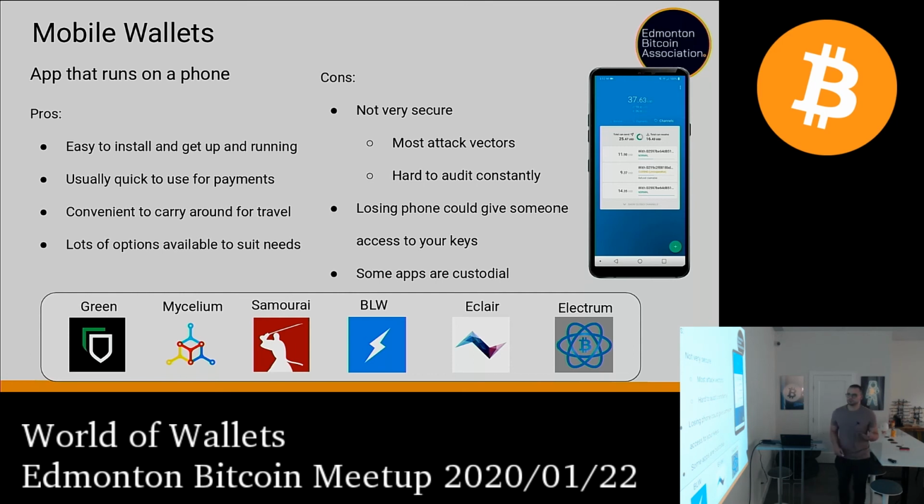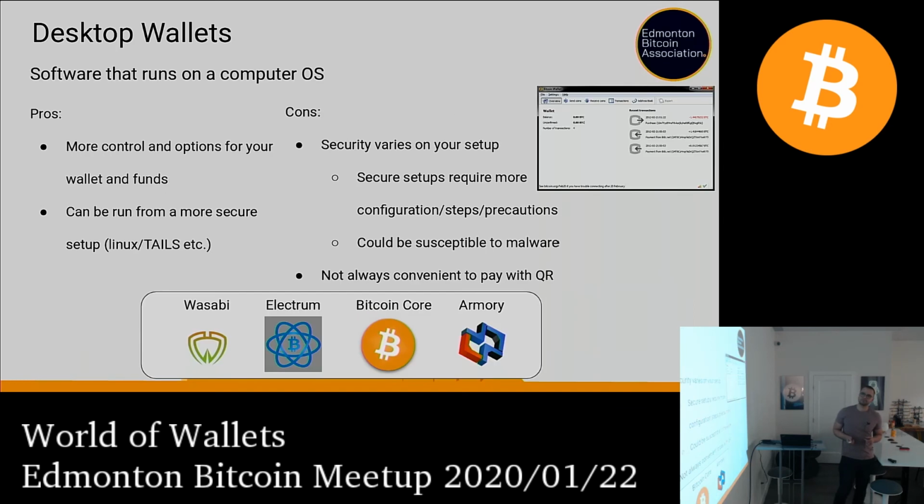Also, if you lose your phone, it could give someone access to your keys, especially if you have weak pins on both your phone and your mobile wallet. And some apps can be misleading. They might actually be custodial, so they might actually give someone complete access to your keys. Some popular examples of mobile wallets down here, you have Green Address, you have Mycelium, Samurai, Bitcoin Lightning Wallet, Eclair, and Electrum. This right here is Eclair, picture of the interface.